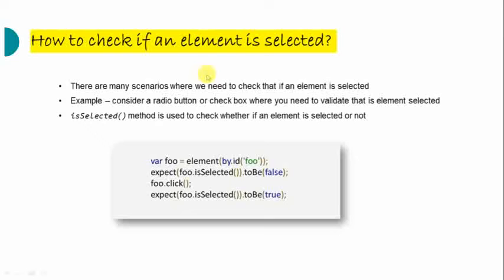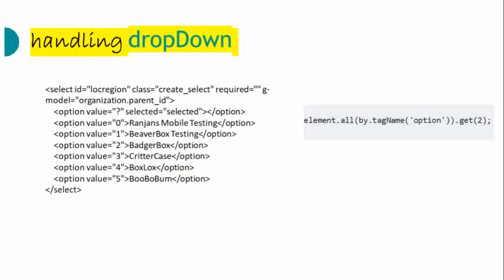How to check if an element is selected? There are many scenarios where we need to check whether an element is selected. For example, consider a radio button or checkbox where you need to validate whether that element is selected or not. You can use the method isSelected. You have to create a web element, and then use the isSelected method in order to get a boolean value that tells whether this box or this component is selected or not.